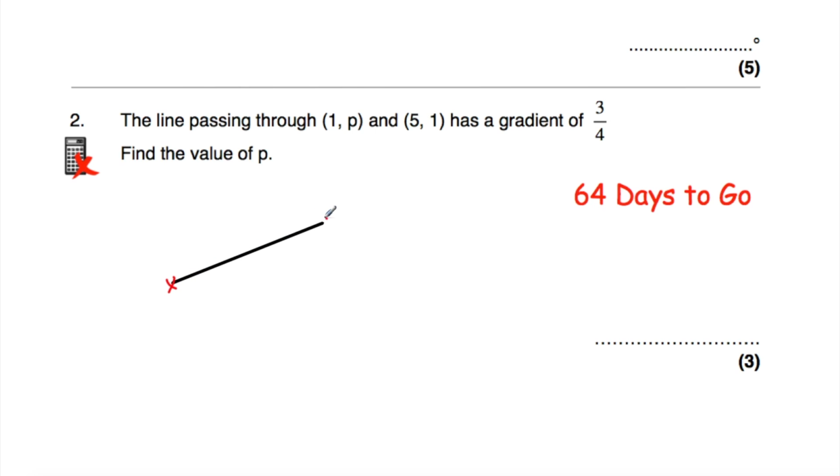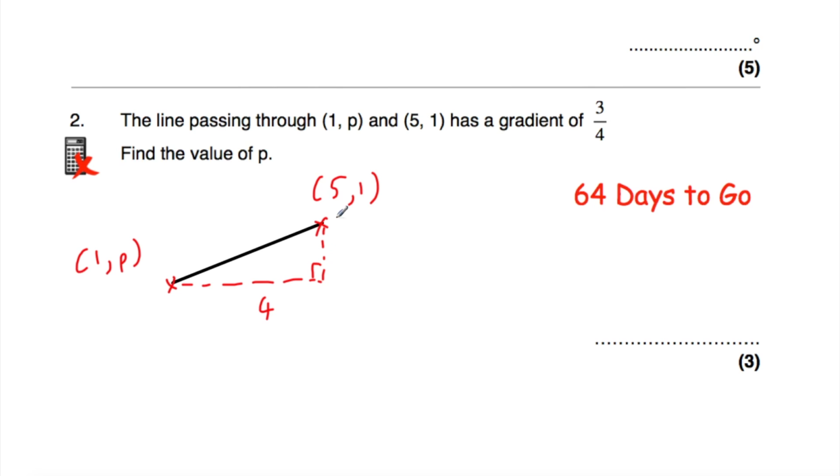We've got 2 points. I've drawn it this way because I know the gradient's 3/4, so it's a positive gradient and it's going to be going upwards. This point here has the coordinates (1, p), and this point here has coordinates (5, 1). To find its gradient, I would usually turn it into a little triangle, like so, and then do rise over run. In terms of the run, if we look at the x coordinates, we've got 1 and 5, so that means the run is 4. We're going 4 across.